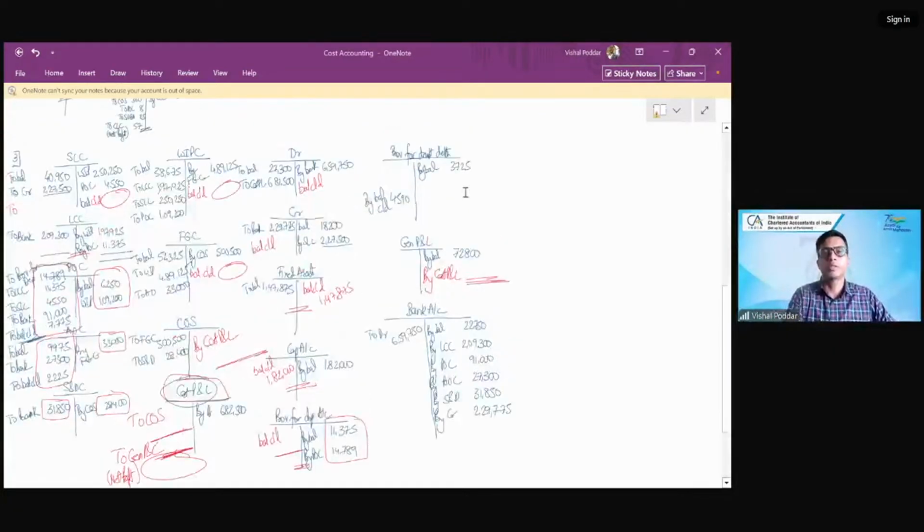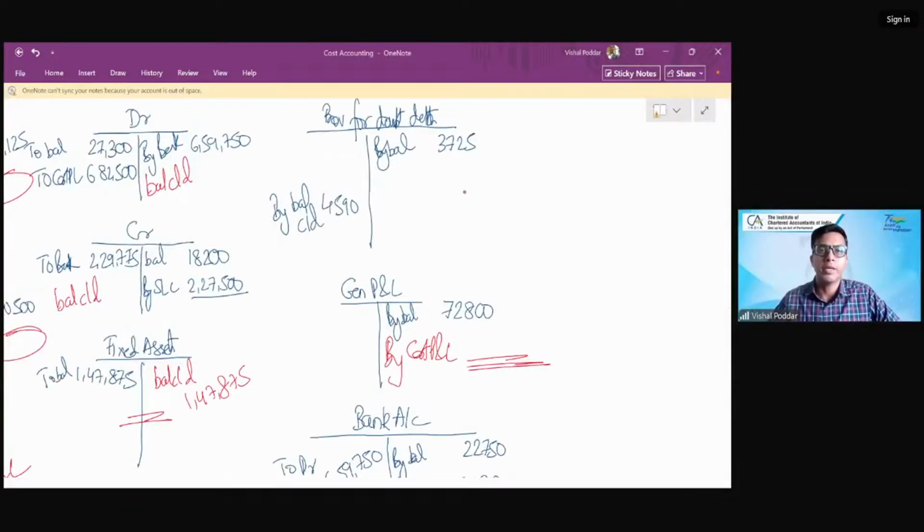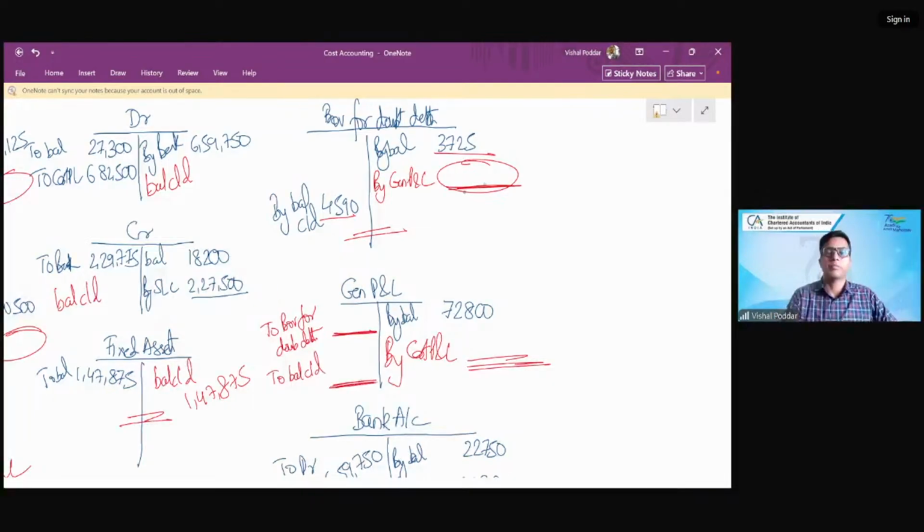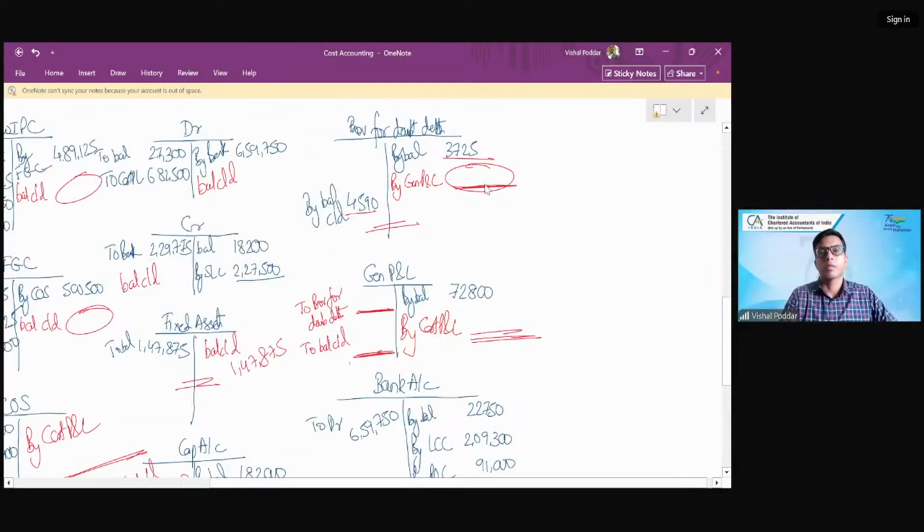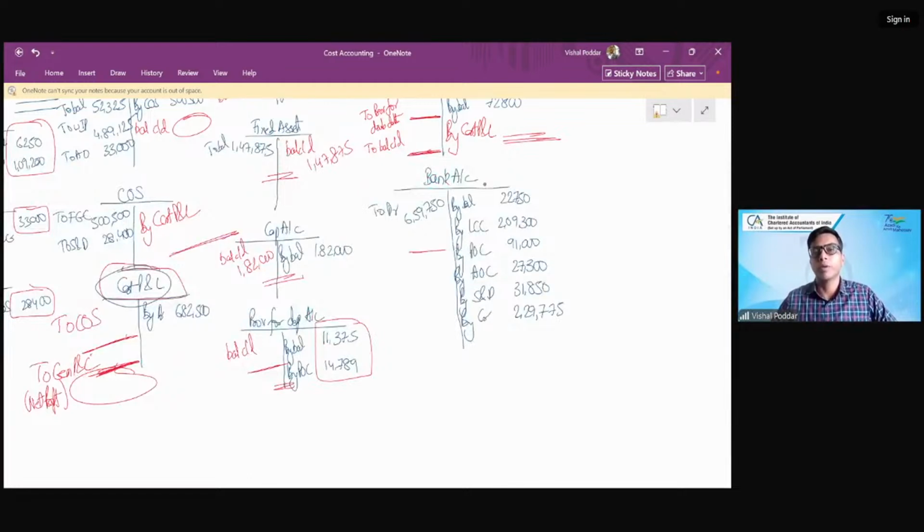Now, interestingly, students, you have this bad debts reserve or doubtful debts provision account. Opening balance was this, closing was this. Whatever is the difference will go to general P&L here. So to provision for doubtful debts, the difference will be posted here, and whatever is the balance will be carried down here in general P&L. And then bank, you will again have a closing balance here or here, depending upon whether it is positive or negative.